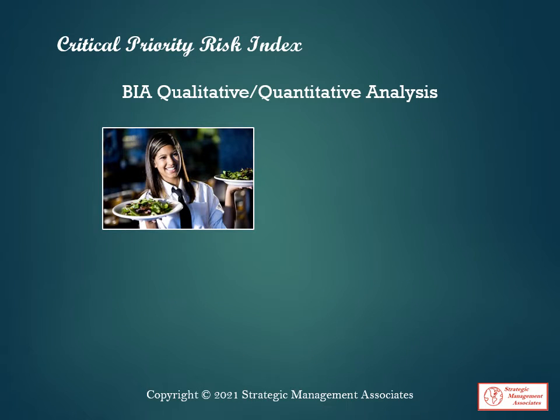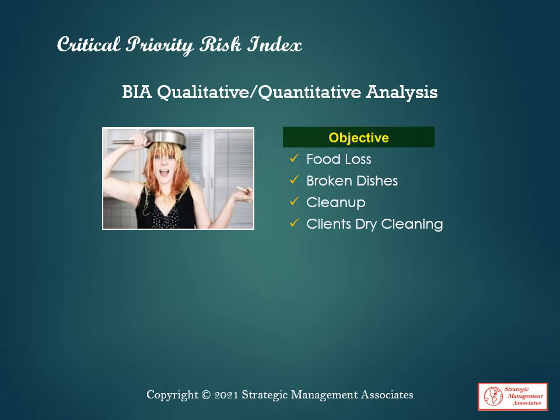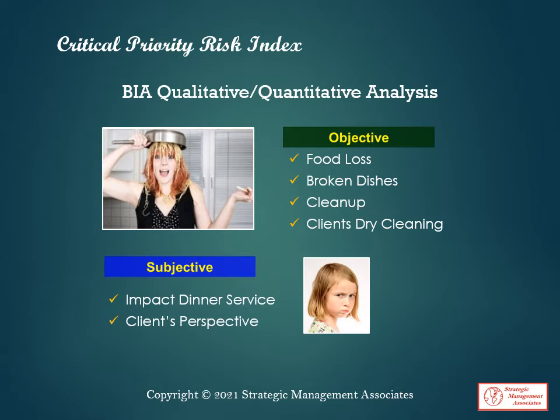But let's look at the BIA analysis from a real world perspective. Let's say as an example, we have a restaurant and one of our servers happens to dump a whole plate of pasta on one of our customers' laps. Okay, so what would be the quantitative analysis? Well, quantitative is the direct immediate financial hit, or known as objective. So our hit here is the food loss, broken dishes, cleanup, and the client's dry cleaning, all the initial financial impacts.